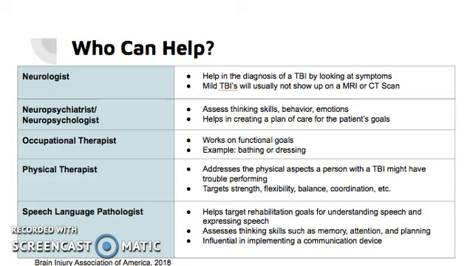Also, an occupational therapist. They work with a patient to seek the highest level of functioning with daily activities such as bathing and dressing. A physical therapist, and they help in addressing the physical aspects a person with a brain injury might have difficulty performing. And a speech-language pathologist. They can assist in understanding speech, expressing oneself when communicating, assessing thinking skills such as memory, attention, and planning. And they also can provide a communication device for individuals who have severe injuries and cannot speak.